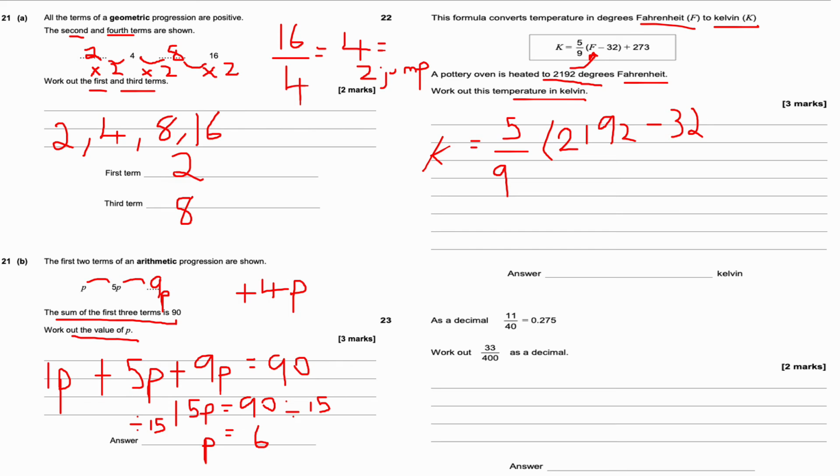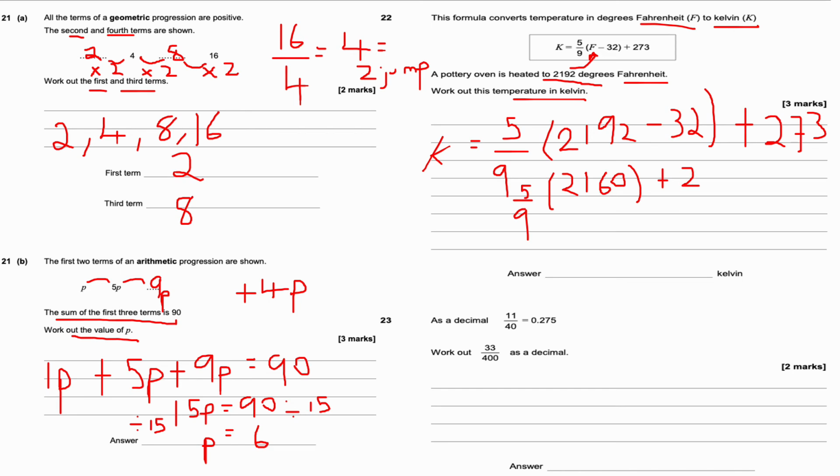So I've got to follow BIDMAS here. I'll work out the bit in the bracket first, then multiply it by 5/9, and then add on 273 at the end. The bit in the bracket is going to give me 2160, by column subtraction. I've got to work out 5/9 of that, and then add on 273.